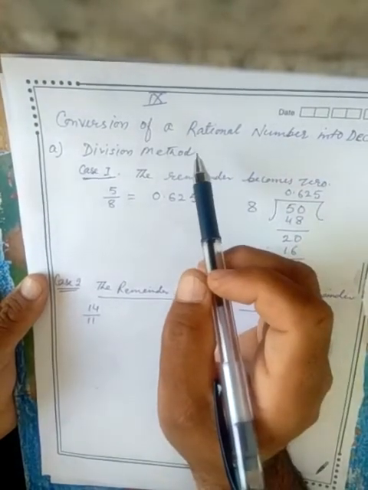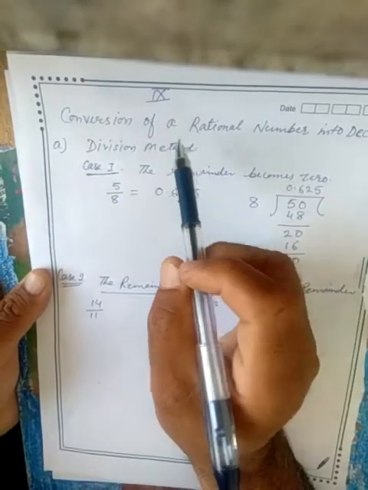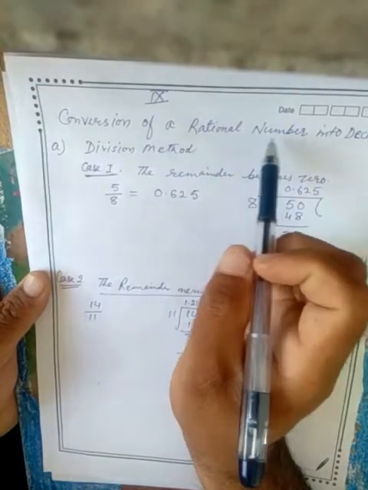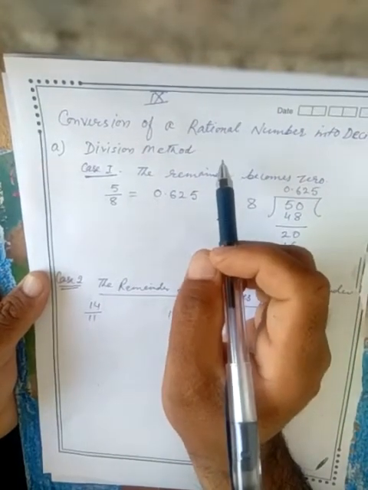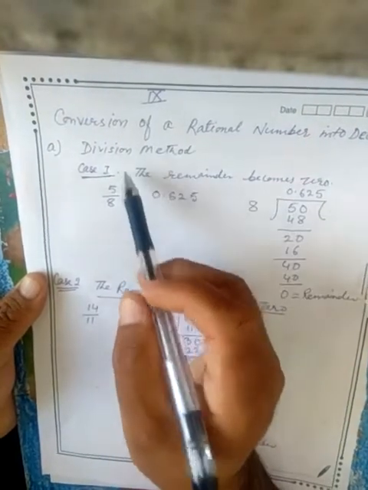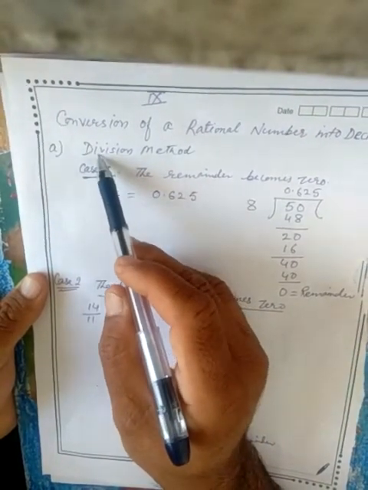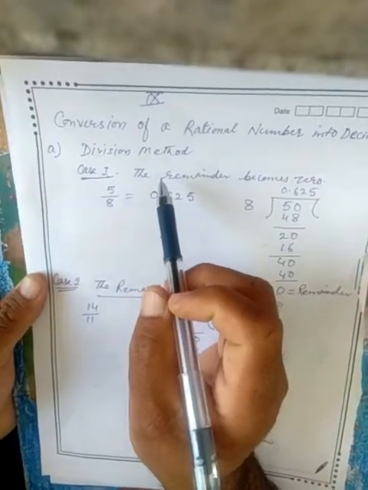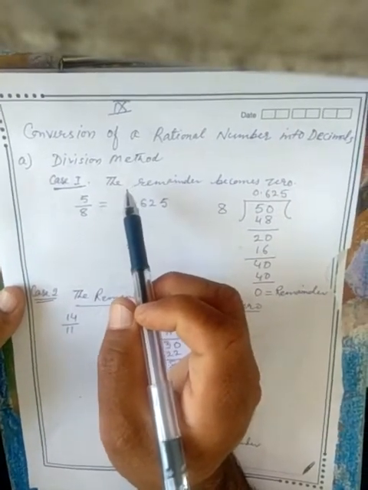Now today we'll discuss another topic, that is conversion of a rational number into decimal. How can we convert a rational number into decimal? There is one method known as the division method, which you have already studied in your lower classes.